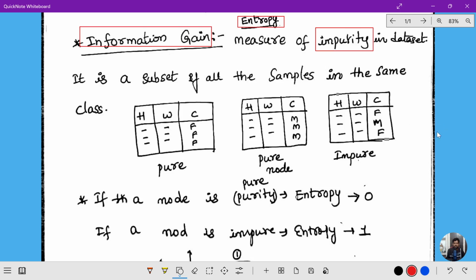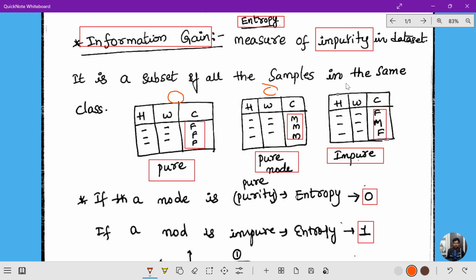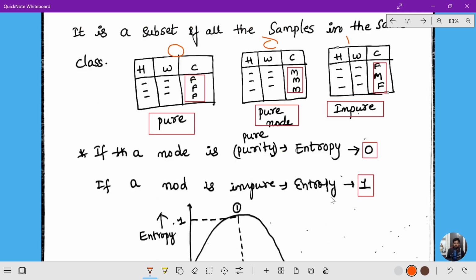You observe there are 3 diagrams. The first one contains all females, so there is no confusion. Hence we can say this is pure. All males, I can say this is also pure. But this one is a combination of male and female, so I can say this is impure. If a node is pure, the entropy is 0. If a node is impure, the entropy is 1. So this one is 0, this one is 0, but this one is 1, because the data has impurity.